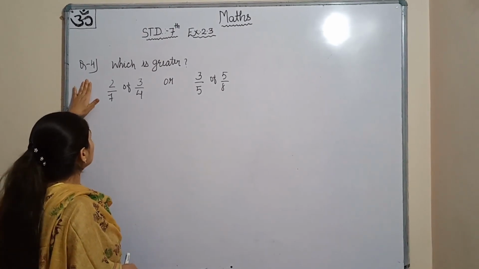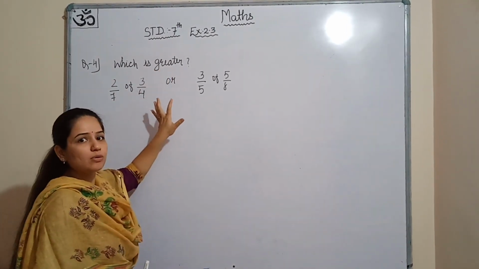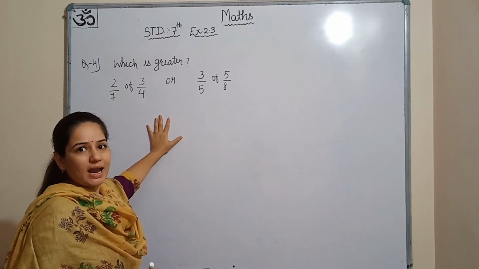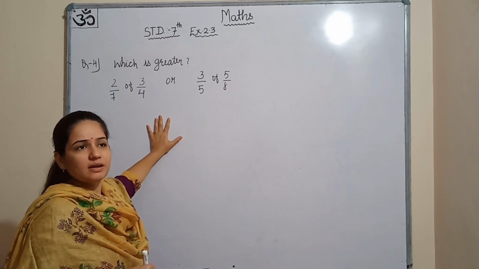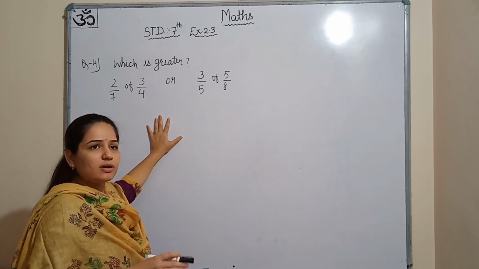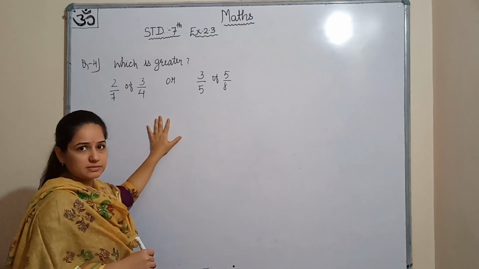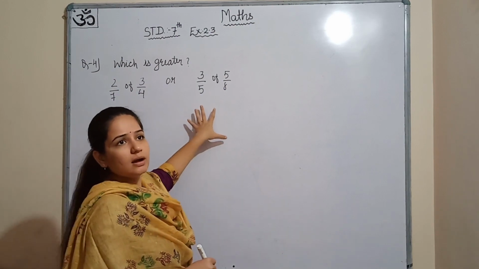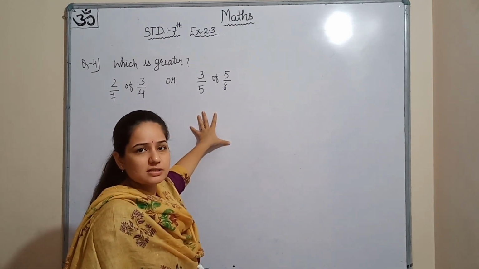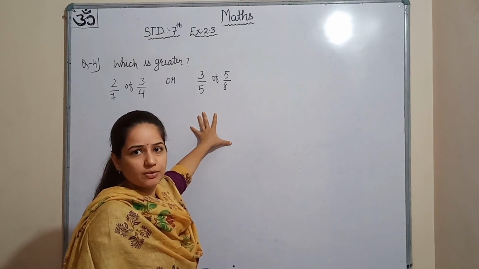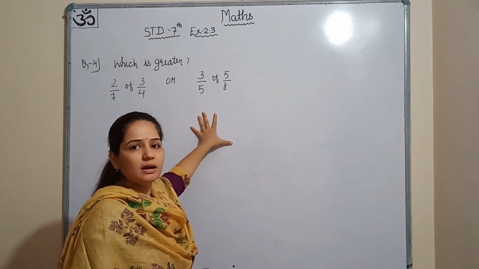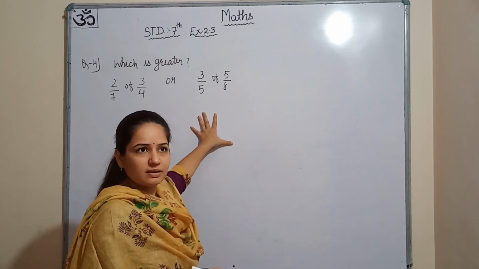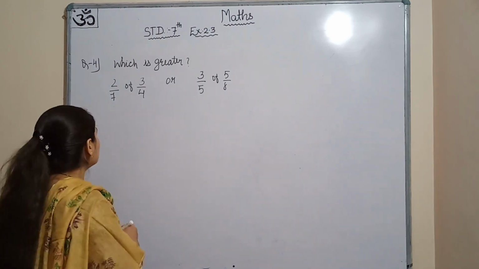Now question number 4: which is greater? We have to compare the given fractions. When we were adding and subtracting fractions, we used LCMs for comparison. Here, "of" means you are going to multiply the fractions, so you will not require any LCM. You will directly multiply, and from the remaining numbers you will conclude which of the given fractions is greater. We will start with number 1.